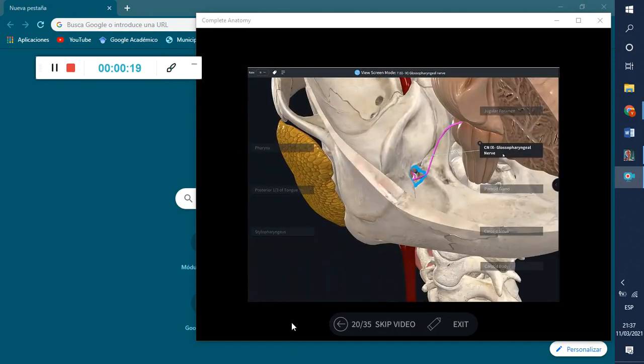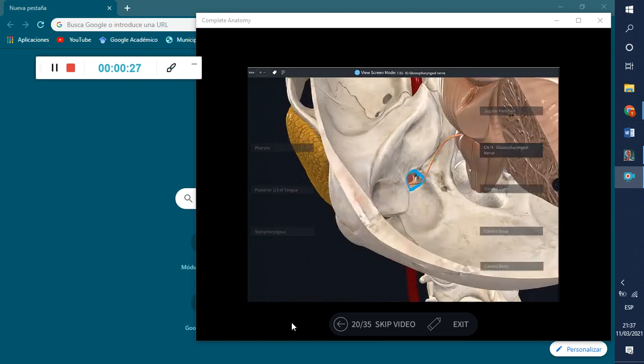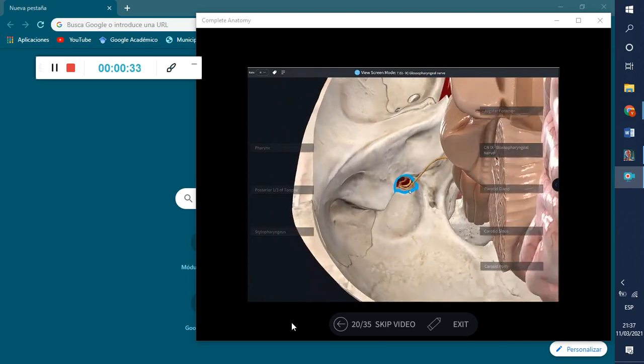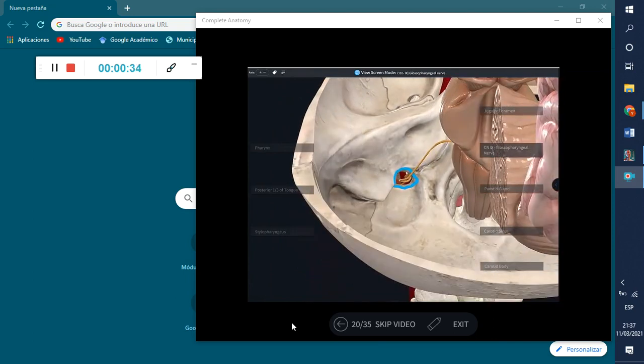Next in line is cranial nerve number 9, the glossopharyngeal nerve. So the glossopharyngeal nerve emerges from the lateral aspect of the medulla and then passes anterolaterally, as you can see here, so forwards and laterally to the side, to then pass through the jugular foramen. This is how it leaves the cranium.